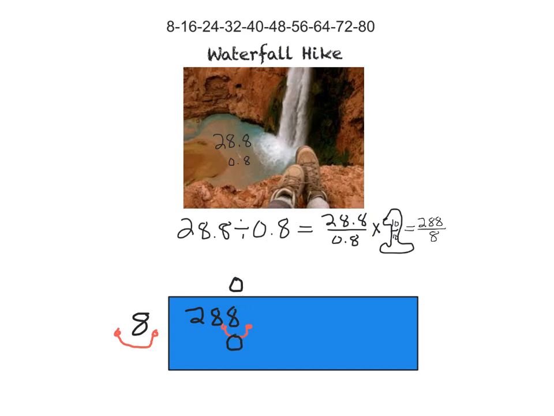And so now I'm looking at just the 28, and I can come up here and go 8, 16, 24. 32 is too big, so I'm going to come back here to 24. That means I'm going to multiply by 1, 2, 3. So I'm going to plug a 3 in right here, and that will give me my 3 right there. And then 3 times 8 gives me 24. So I'm going to drop a 24 right there.